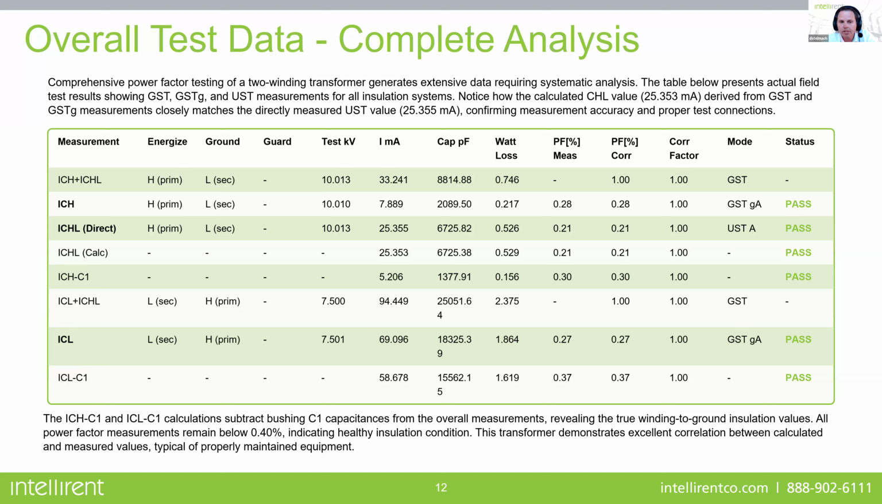And finally, you see the mode: GST, GST Guard A, UST. That's the test mode, which I mentioned for the different insulations. Your test set will actually do the switching for you. It switches between these test modes to measure the specific insulation system, so you don't have to do that anymore.